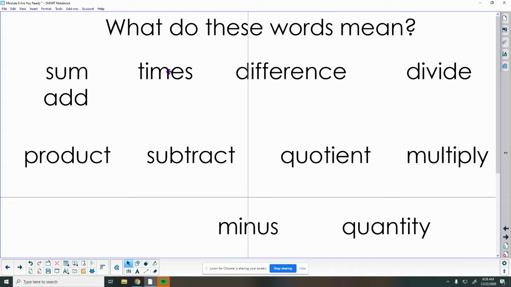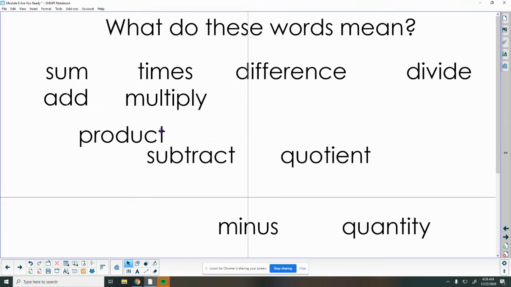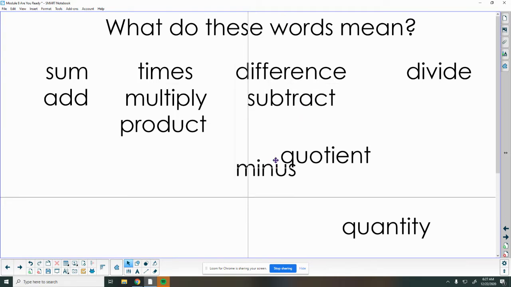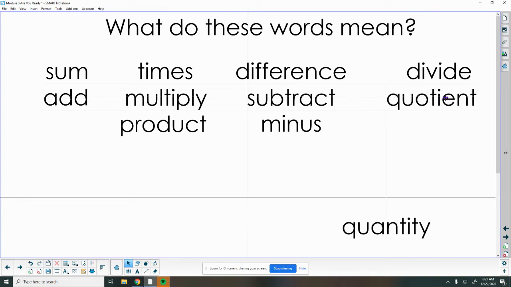When we times, look and see if you can find any other words that you think mean to times. So we can multiply. That is a common word we use when we say times. And mathematically, it is called the product. When we find the product, we are multiplying. When we find the difference of numbers, that means we are going to subtract, or another word might be to minus those. And then if we divide numbers, the answer to that is the quotient.